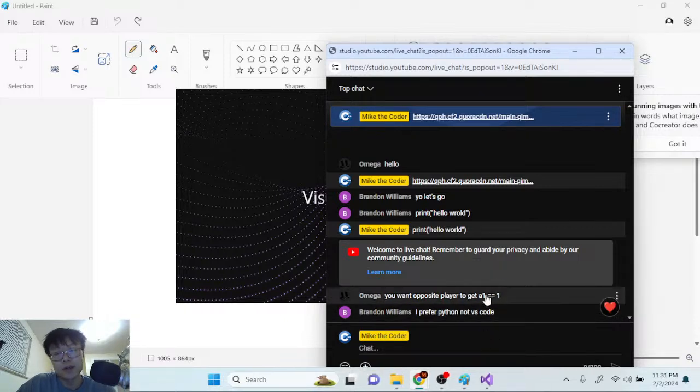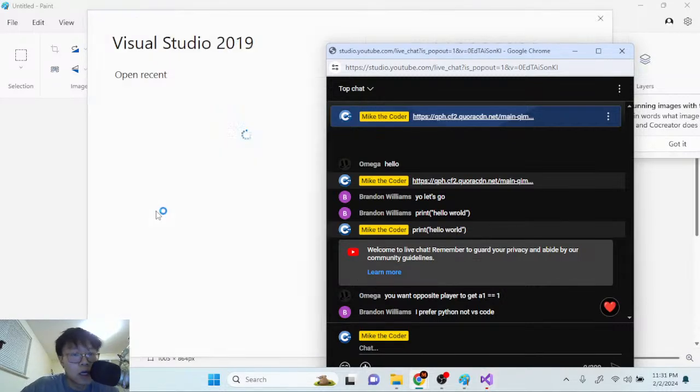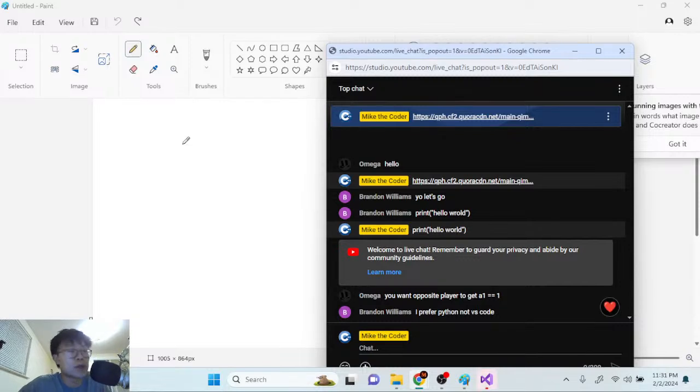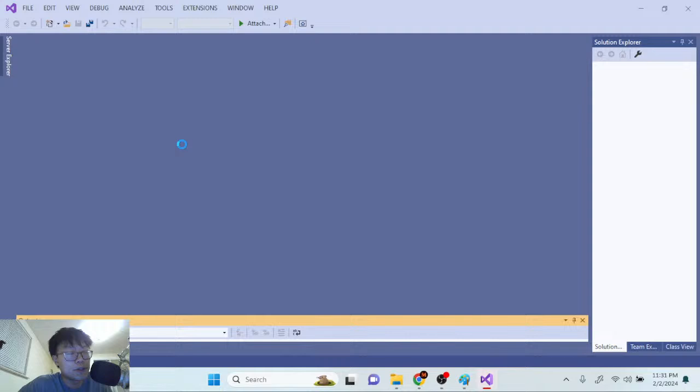Yeah. So you're right, Omega. You want the opposite player to get A1 equal to 1. I haven't been thinking about an optimal solution right now, but what I'm thinking of is finding the smallest number, decreasing A1 by 1, and then swapping it. So that's my current algorithm.